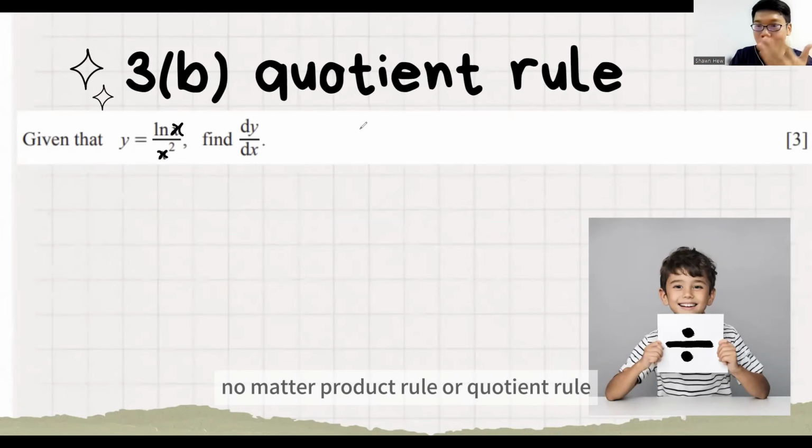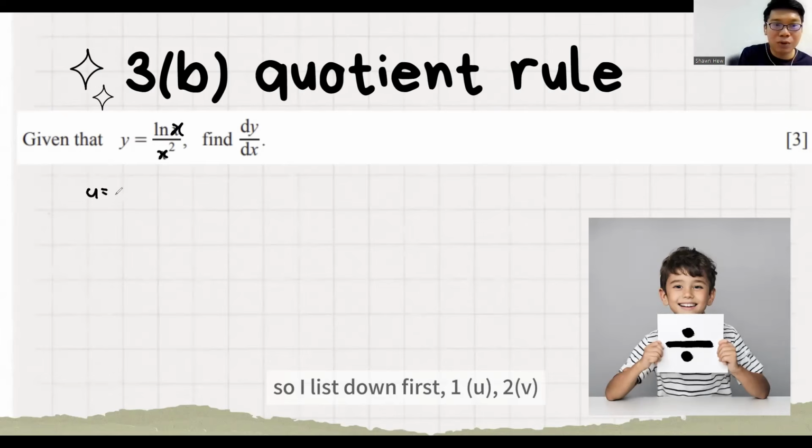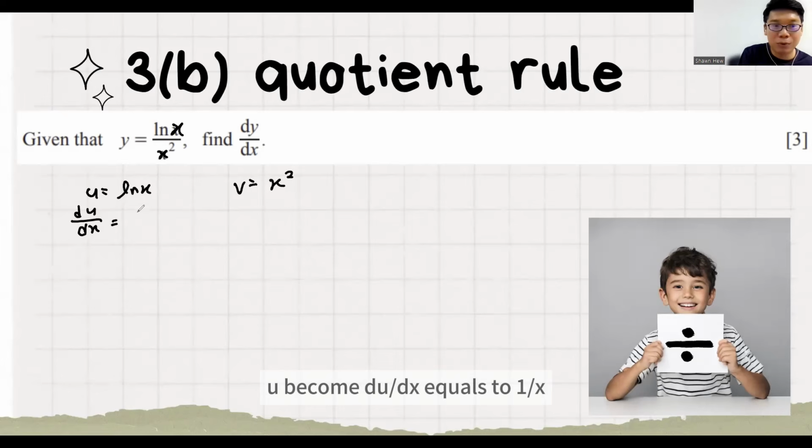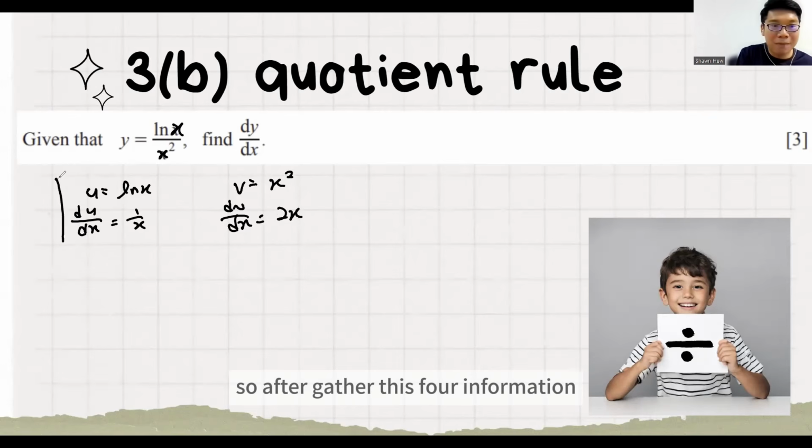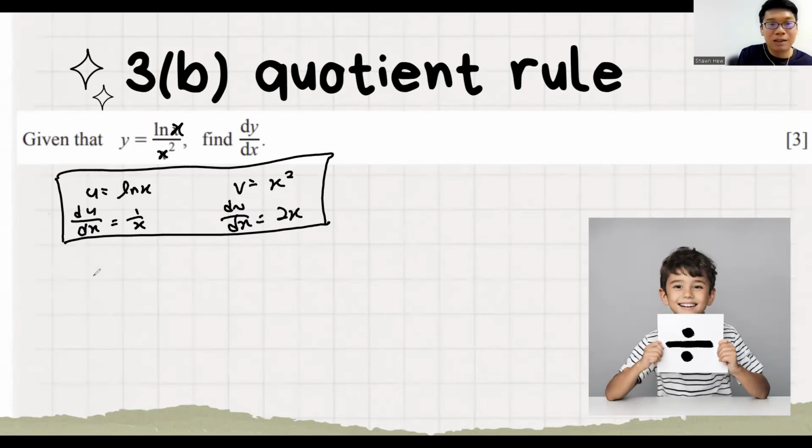No matter product rule or quotient rule, we need 4 pieces of information. So I list down first: u, v, and then we differentiate. u becomes du/dx equals 1 over x. dv/dx equals 2x to the power 1. So after gathering these 4 pieces of information, we can find dy/dx.